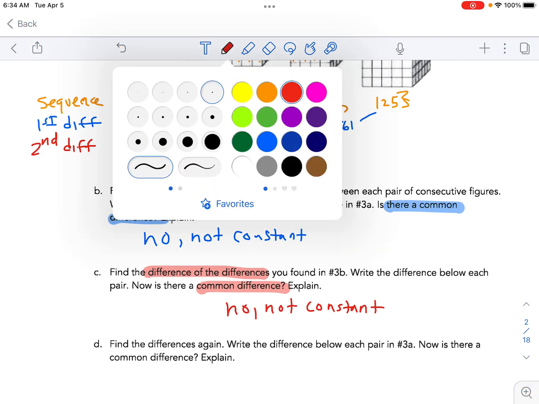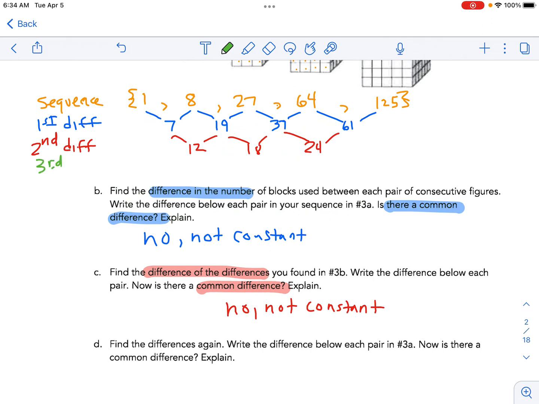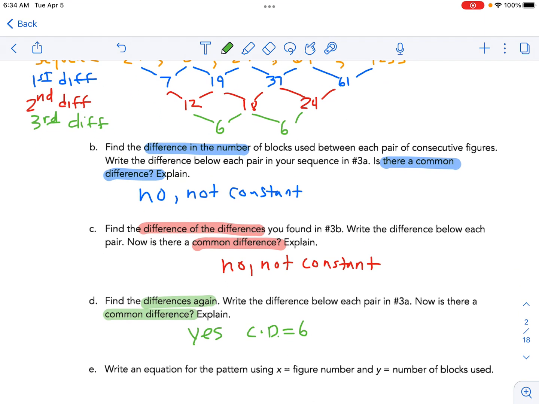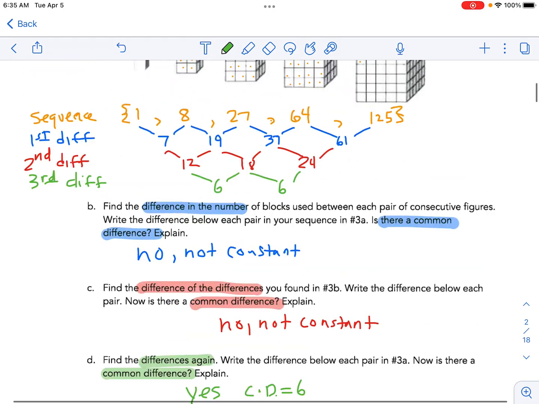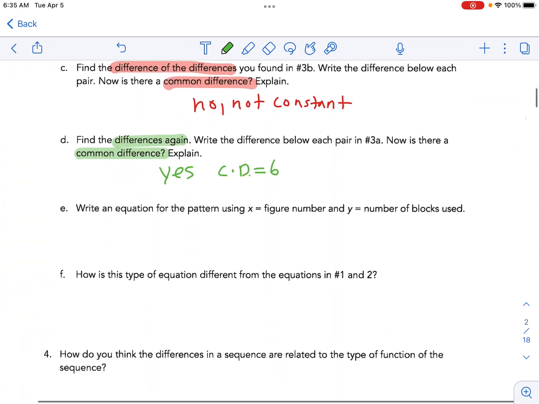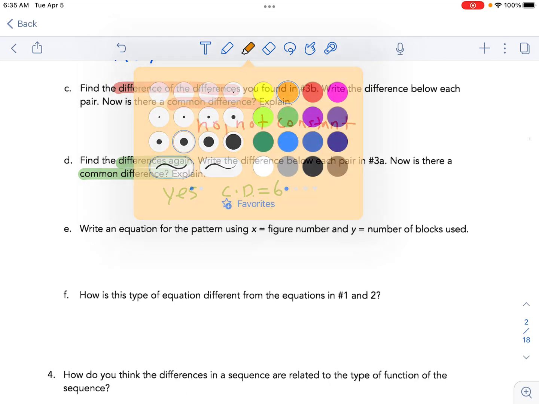And I think we can see definitely a pattern now. So we're going to look at the third difference. The difference between 12 and 18 is 6, and 18 and 24 is 6 again. So we're looking at the differences again, and we're looking for a common difference. And now, yes, the common difference equals 6. So we had to go out for 3 differences to get a constant common difference. And let me just go back up and check my color coding here.